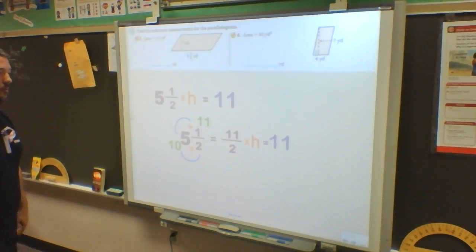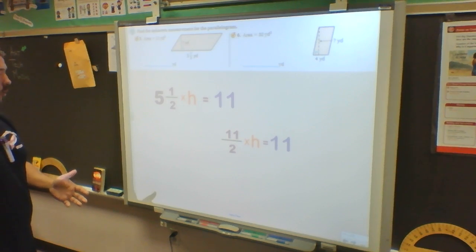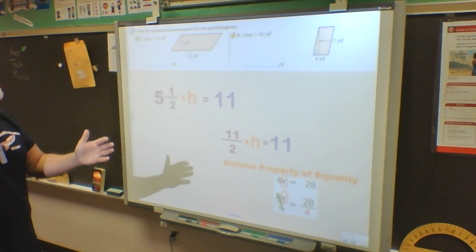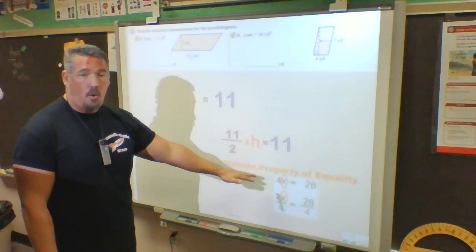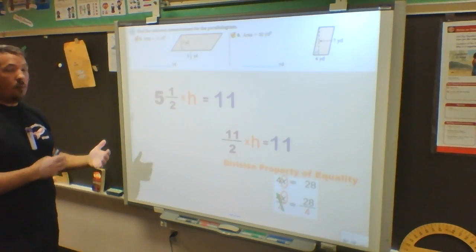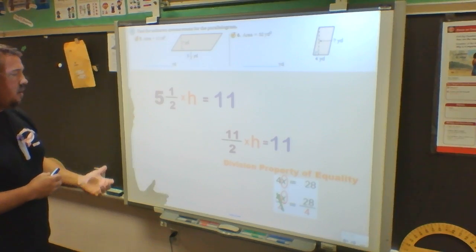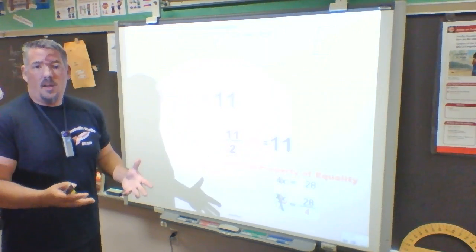Now I have a math problem that I can work. Going back to the idea that we have talked about before, doing the opposite function on the opposite side. Once again, the book calls that the division property of equality. And still the steps are going to be to do the opposite function on the opposite side. Well, here I'm multiplying by 11 halves. So how do I get rid of it?